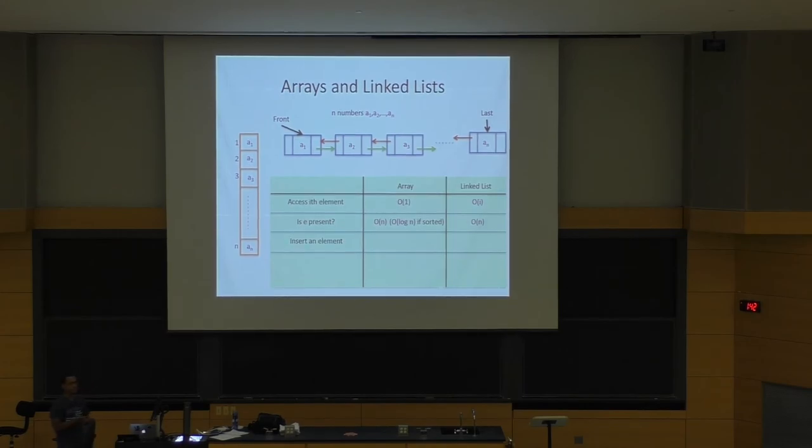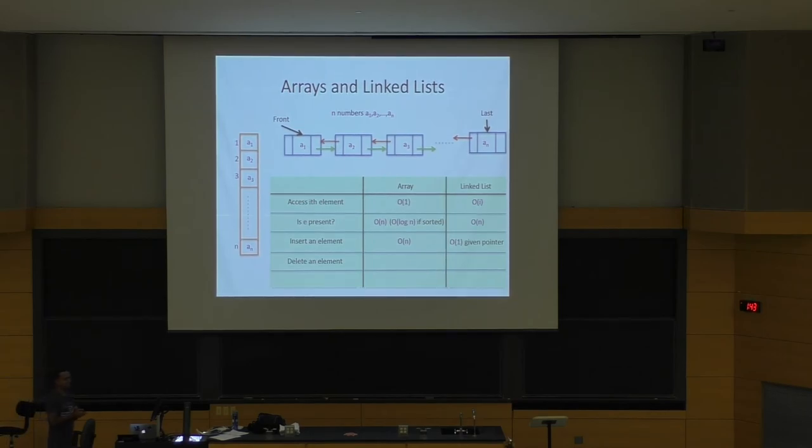If you have to insert an element in an array, how much time would it take? In the worst case, it could be O of n, because you might want to insert something at the top and then it will shift everything down. So this is big O of n. Linked list? Here it's a bit tricky. It's constant if I tell you where to insert it. So assuming I know the pointer to the block after which or before which I want to insert the element, then this is constant.